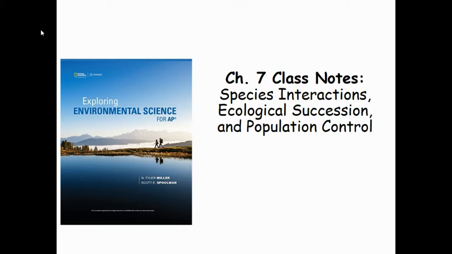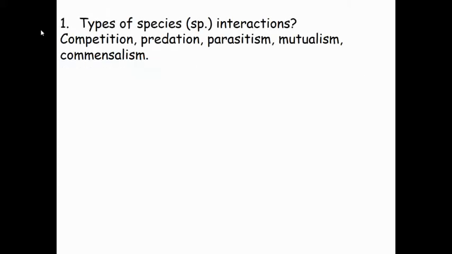Chapter 7 gets into species interactions, succession, and controlling populations. Chapter 8 gets into the human population. Chapter 7 is just populations in general. All right, here we go.